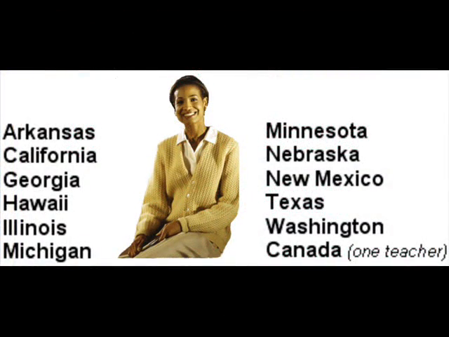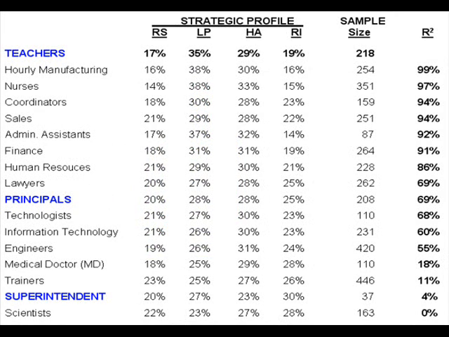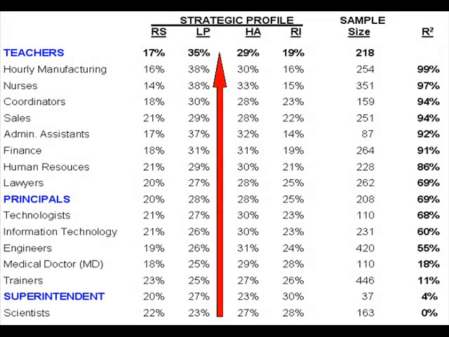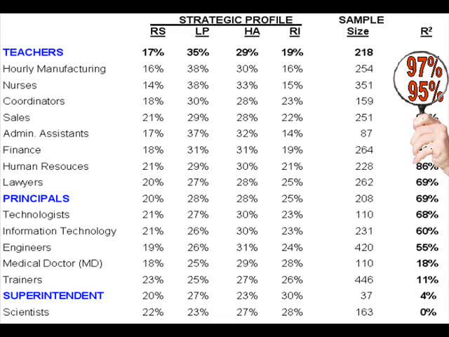Our study includes 218 teachers from 11 states with a token representation from Canada. And here is how the teacher's overall profile matches those of people at different levels in other organizations. Two things stand out. The teacher's allegiance to the safe, methodical LP style is among the highest around. And their commitment to the idea-oriented RI style is among the lowest. Teachers' profiles most resemble nurses and hourly manufacturing workers.